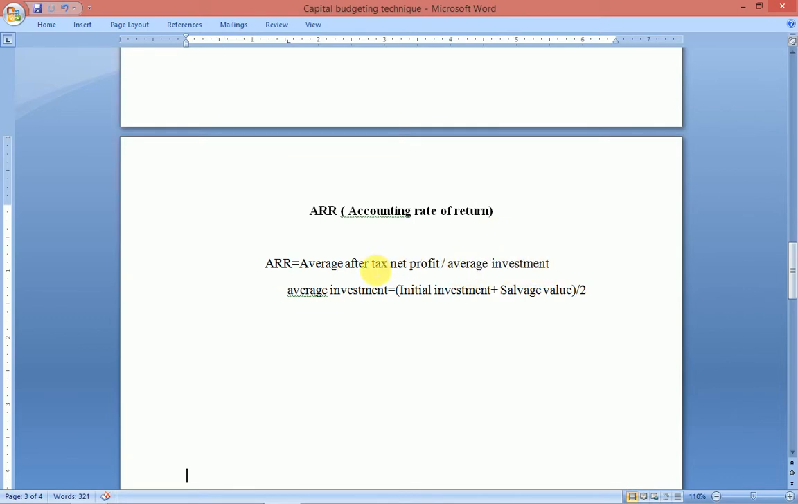The ARR calculation formula is average after tax net profit divided by average investment, which you see here. And average investment we get from the initial investment plus salvage value, divided by 2.